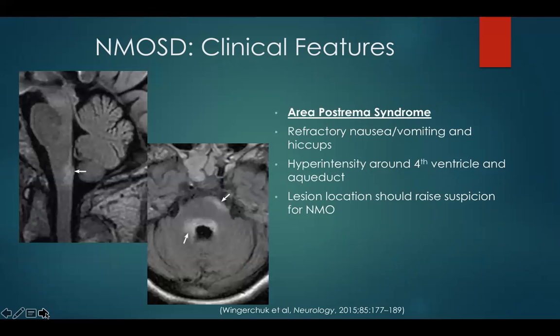Another interesting thing, and this is now part of the core clinical characteristics of the diagnostic criteria, is area postrema syndrome. You can see here this lesion around the fourth ventricle, this T2 hyperintensity, on the sagittal and the axial. This patient presented with intractable nausea, vomiting, and hiccups. If you're seeing a lesion like this, it should raise your suspicion for NMO, and the aquaporin 4 antibody should be sent off.